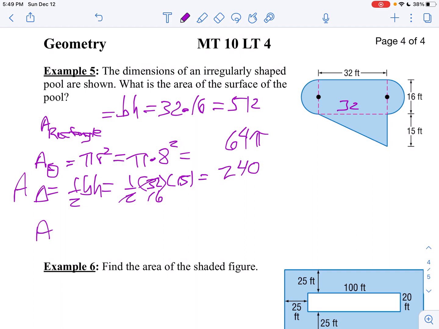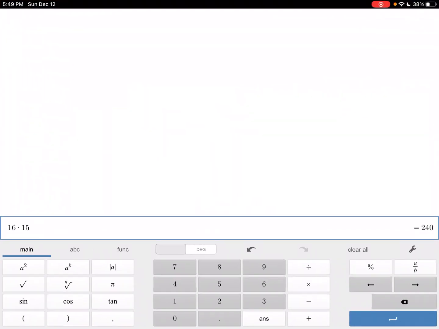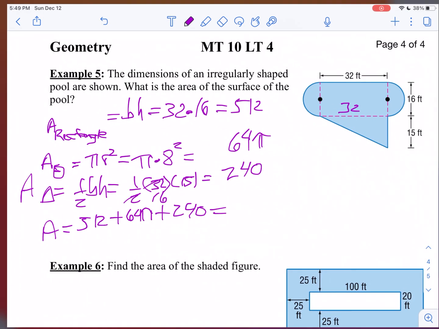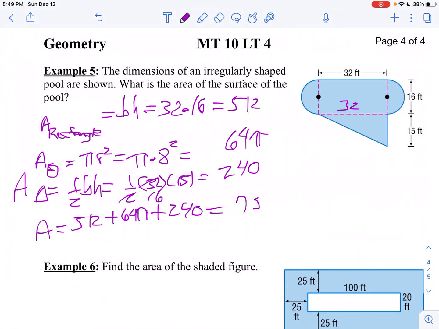So the area of my shape is going to be 512 plus 64 pi plus 240. Well, I can take 512 plus 240, and I get 752 plus 64 pi. That's the exact answer.